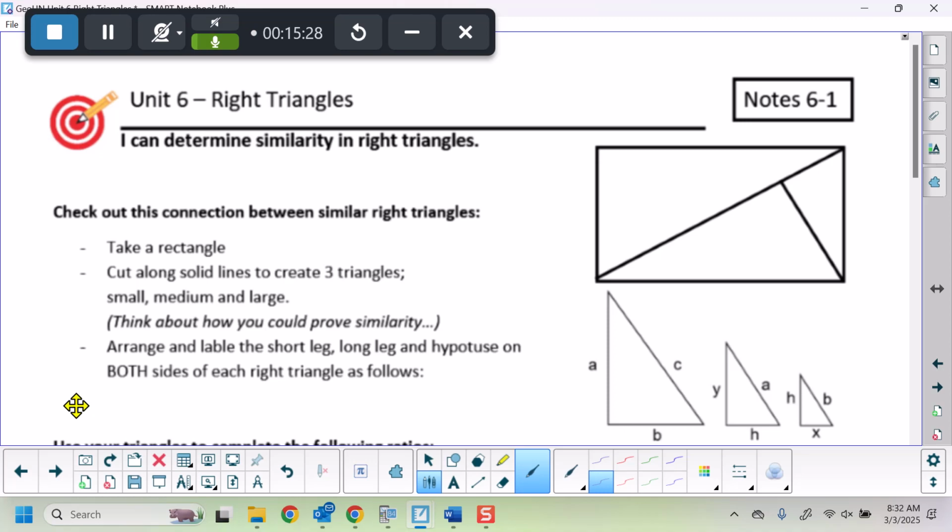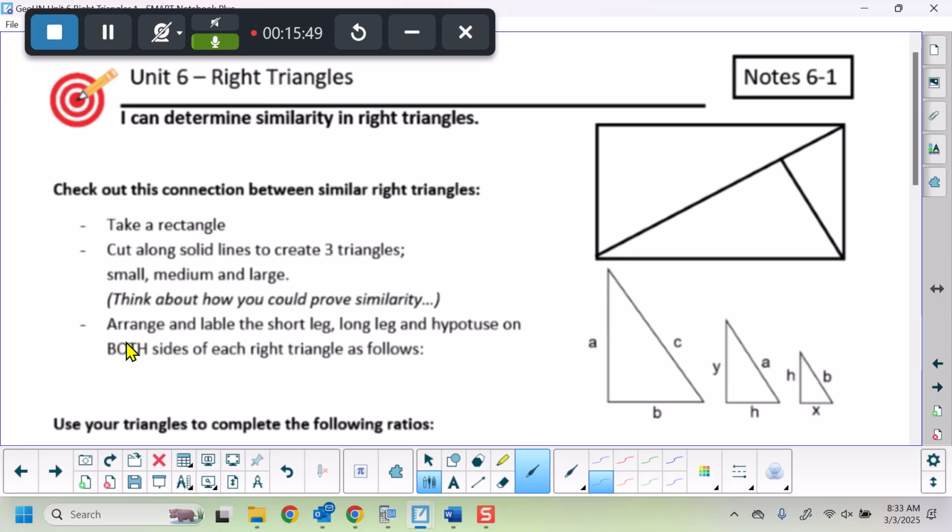What I want you to do is kind of swap and trade triangles with the people around you so that you have 3 different colors. You're going to have a small, a medium, and a large triangle. I want you to arrange and label the short leg, long leg, and hypotenuse on both sides of each right triangle as follows. I'll give you a couple minutes to get that done. On your mark, get set, go.